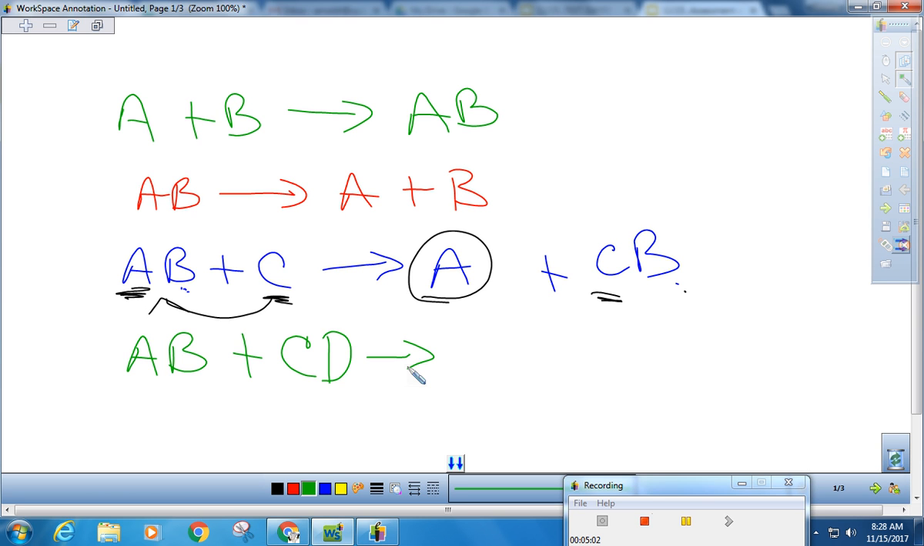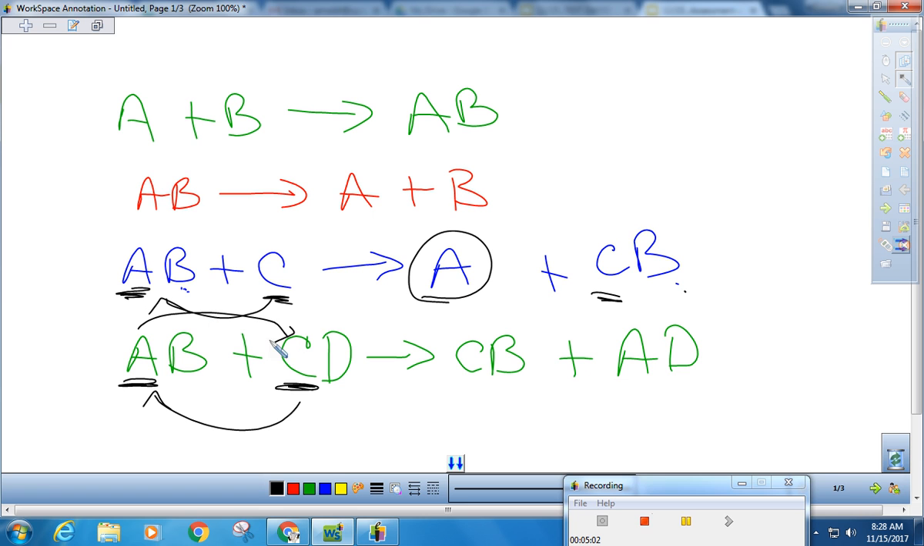C and A are going to switch. So now we're going to have C and B together, and we're going to have A and D together. Again, all we have is the first element just swapping partners, switching over. A and B came into the equation together, but they left with different partners. C is now with B, A is now with D. Questions?